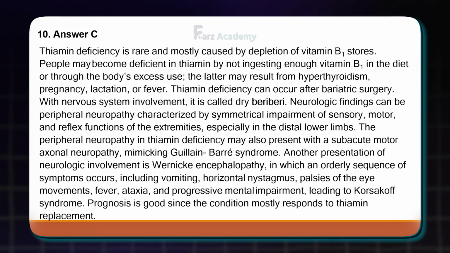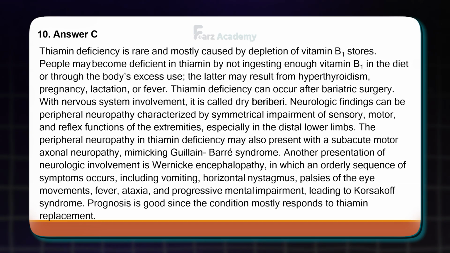Thiamine deficiency is mostly caused by depletion of B1 stores. People may become deficient in thiamine by not ingesting enough B1 in the diet and through the body's excess use. The latter may result from hyperthyroidism, pregnancy, lactation, fever. Thiamine deficiency can occur after bariatric surgery. It's very common. With nervous system involvement, it is called dry beriberi. Neurological findings can be peripheral neuropathy, characterized by symmetrical impairment of sensory, motor, and reflex functions of the extremities, especially in the distal lower extremities.